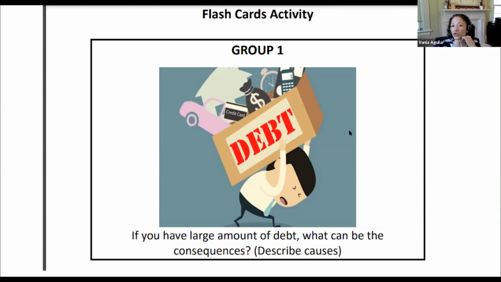Even for beginner students, we discuss what the word debt is. Once they know what the word debt is, they start saying, that's why there's a car and a house and a credit card and the bag with the money and the clock. That's because he needs to pay the house on a certain day.